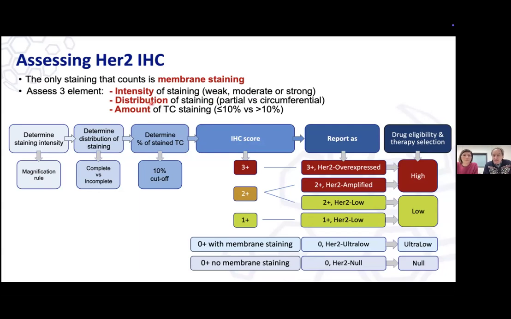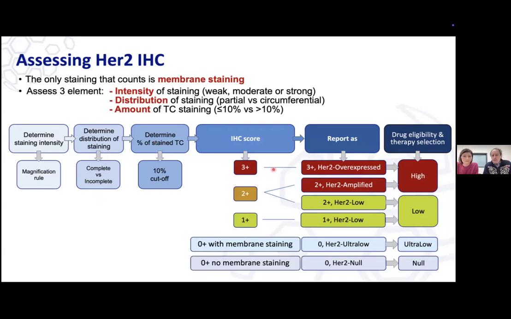Then the second element is whether the staining is partial or circumferential. And then obviously the amount of cell staining, and this 10% is a man-made threshold. So first of all, determine the staining intensity. We use the magnification rule. We'll have a look at it. Then we determine how many of these cells have the staining intensity and whether it's complete or incomplete.